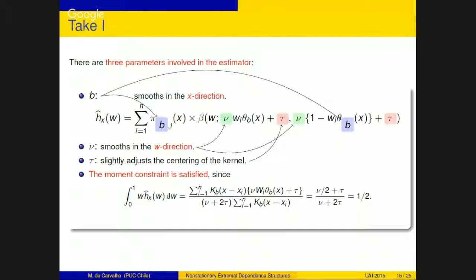Now the nice thing about this is that, well, first it has a Nadaraya-Watson type of flavor, so this is extremely easy to implement. The challenge of the moment constraint turns out to be given by these expressions, and so this turns out to be 1/2. So the estimator still obeys the moment constraint. Okay.